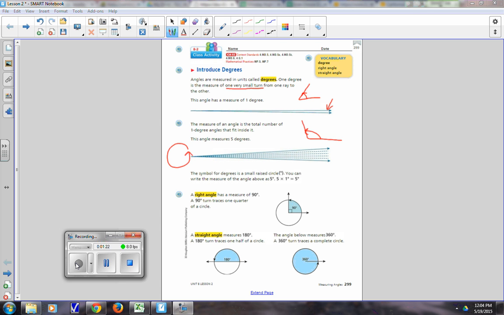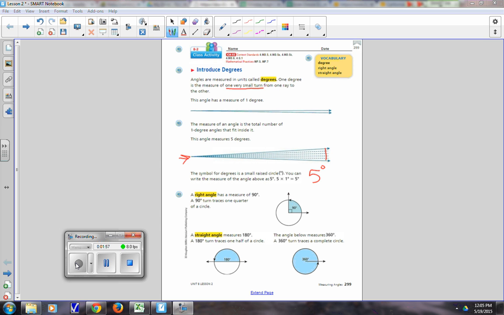So when we're looking at this angle right here, there's 1, 2, 3, 4, 5 degrees in that angle. The symbol for degrees is a small raised circle that you can write next to the measure of the angle. So it's 5 degrees.